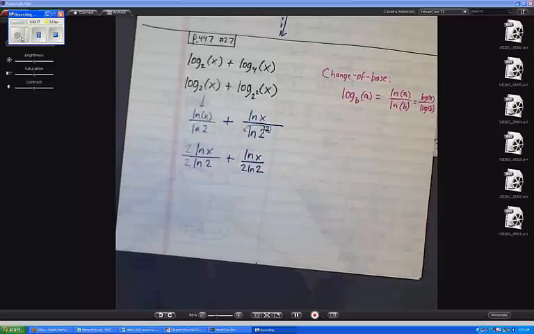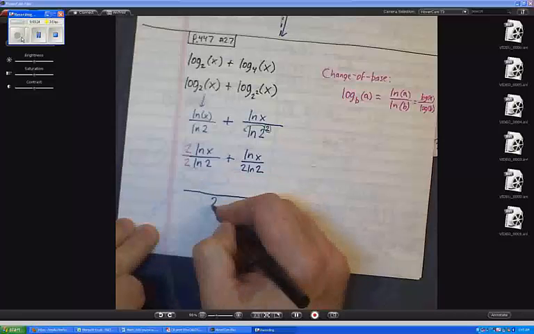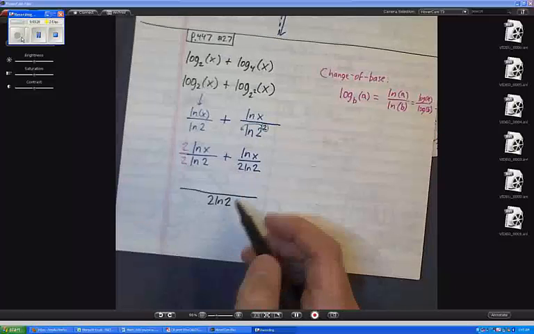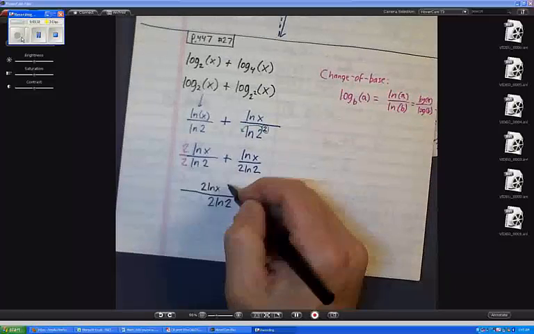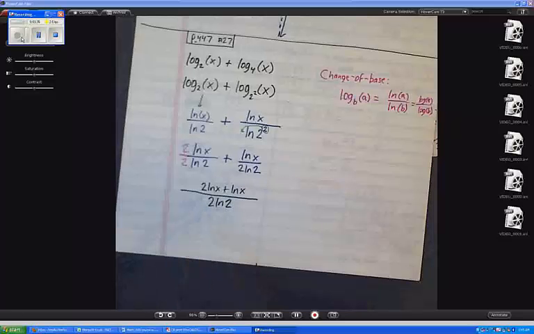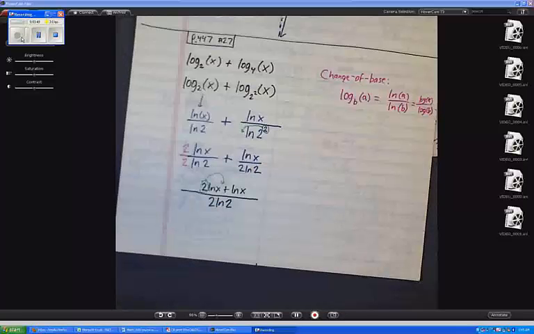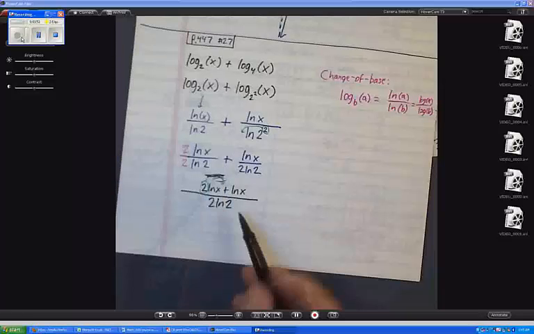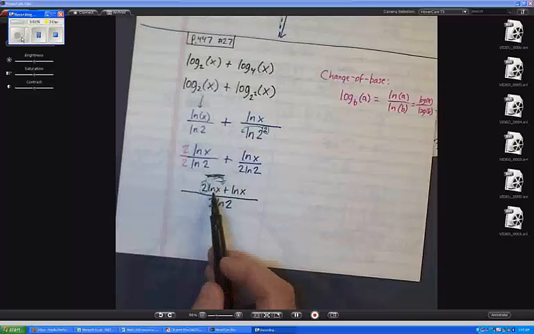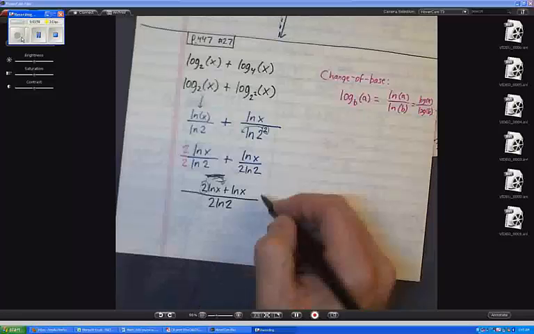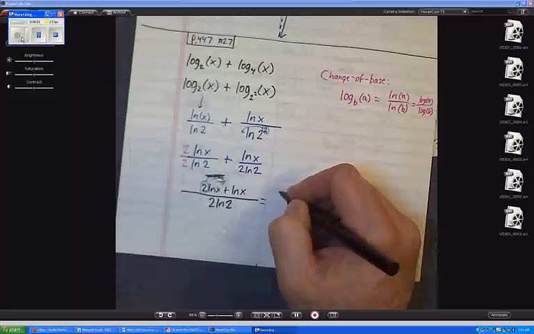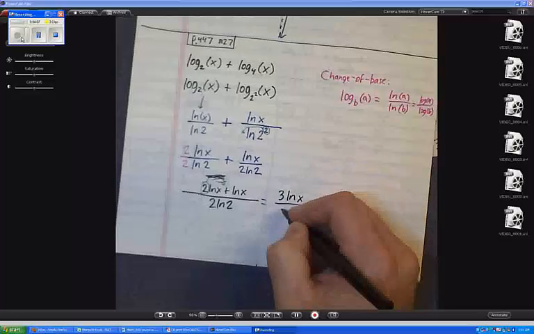So let's see how this works. I get something over 2 natural log of 2, right? Once they have the same denominator, I can add them, and I get 2 natural log of x plus the natural log of x. All right? And now I'll use that log law again. Put that 2 up here. Oh, I don't even have to do that. What is 2y plus y? 3y. So 2 natural log of x plus the natural log of x, that's 3 natural log of x over 2 natural log of 2.